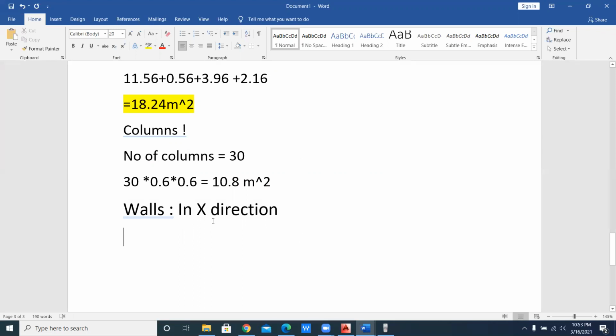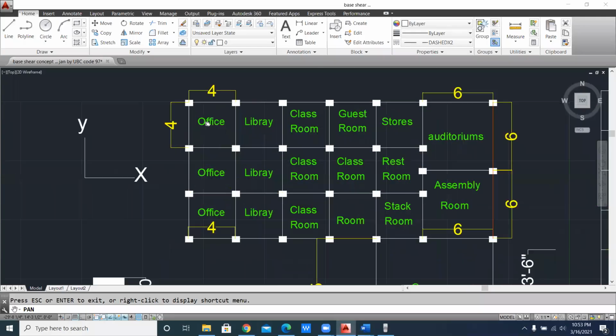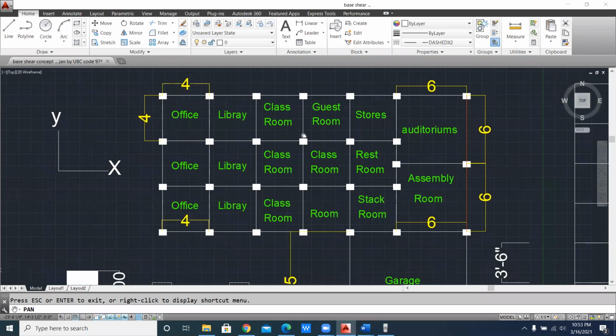The values you are calculating for the building are the same. The value you give in the x direction is the same as you give in the y direction. Now we are going to walls in the x direction. That is your walls: one wall, two wall, three wall, four wall, 5, 6, 7, 8. This is from wall to wall.